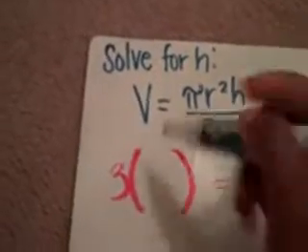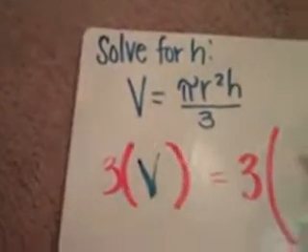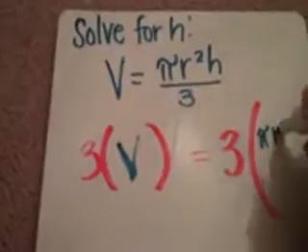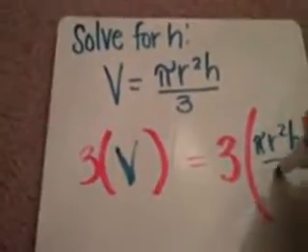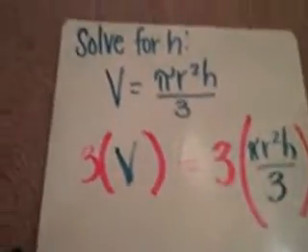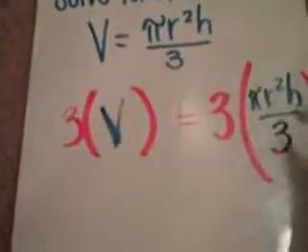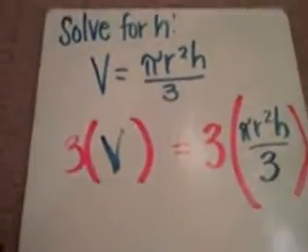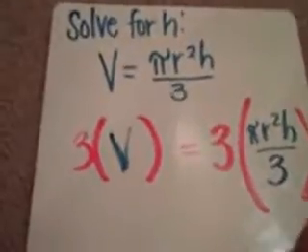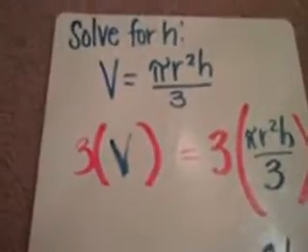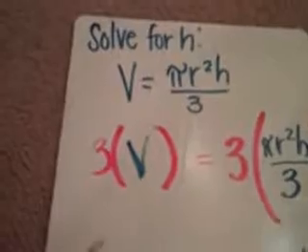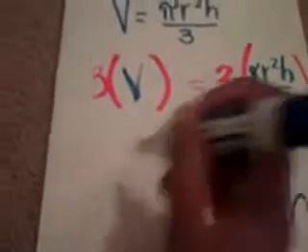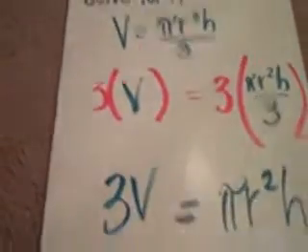Okay, so we've got 3 times v is equal to 3 times pi r squared times h over 3. This is going to give me a beautiful 1 whole here. 3 over 3 is going to give me a beautiful 1 whole over there, leaving me with pi r squared times h on that side and 3v on this side.